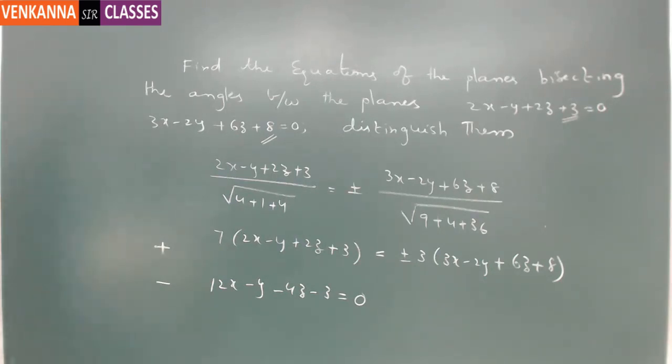Right. Now the thing is, since you are going to find two plane equations here, if you want to distinguish between them, that means the two bisecting planes, one plane bisects the acute angle and another plane bisects the obtuse angle. So we have to know which plane bisects acute and which plane bisects obtuse. Here we are going to follow two methods.